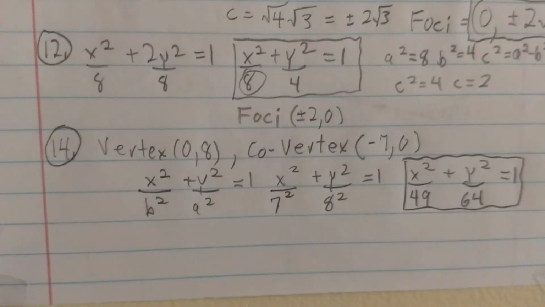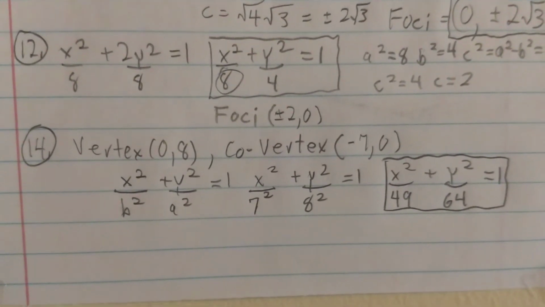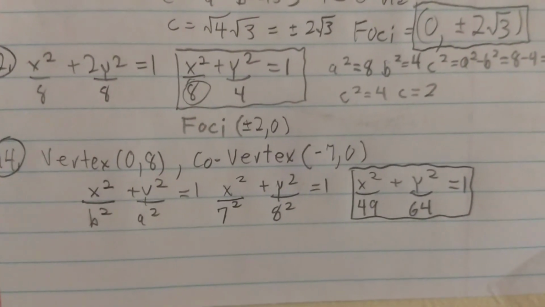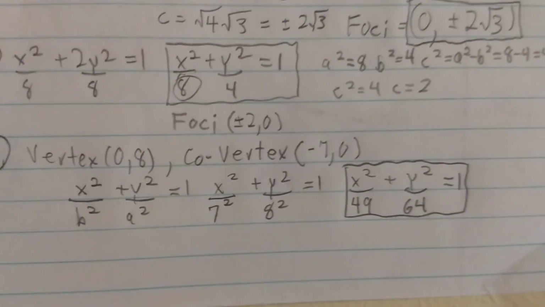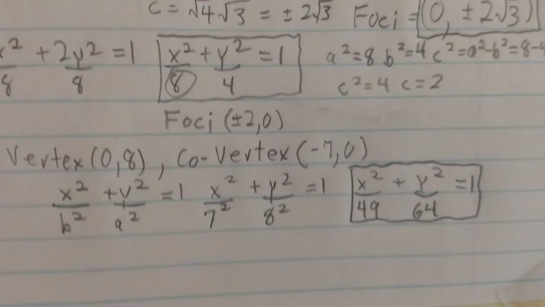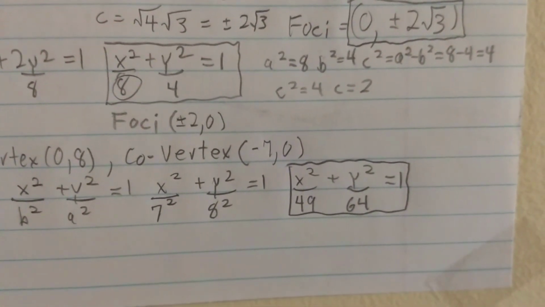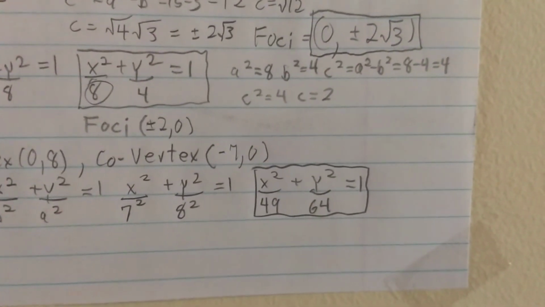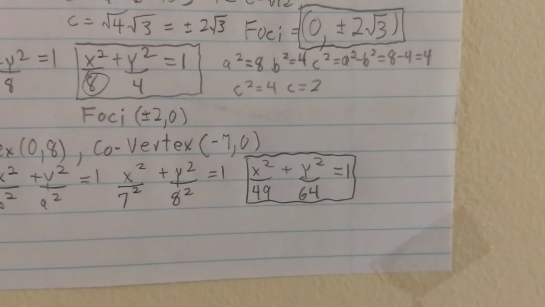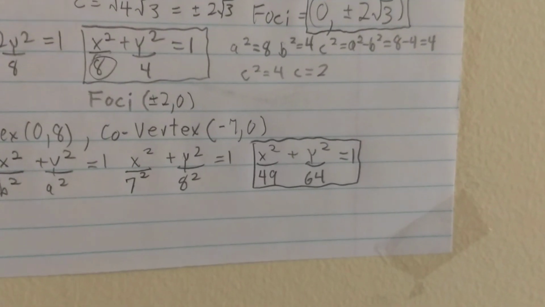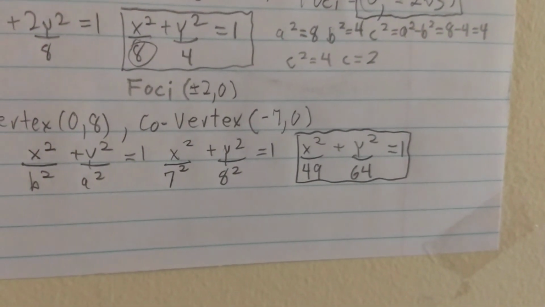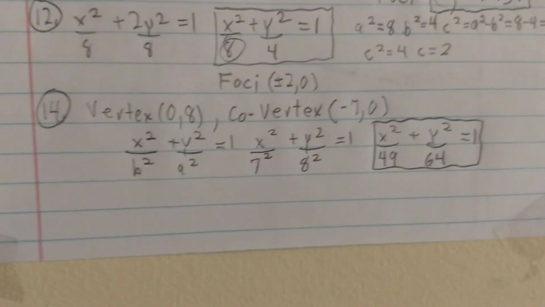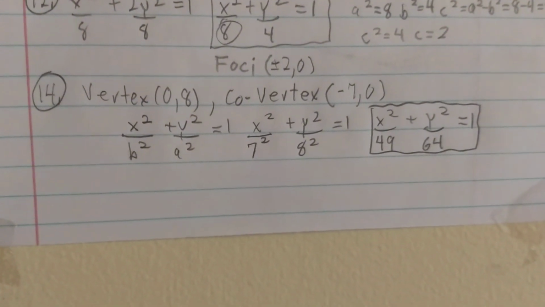Now 12, we have x squared over 8 plus 2y squared over 8 equals 1. That simplifies to x squared over 8 plus y squared over 4 equals 1. X is the major axis. A squared equals 8, b squared equals 4, c squared equals a squared minus b squared, 8 minus 4 equals 4, c squared equals 4, c equals 2, and foci then are (plus or minus 2, 0).